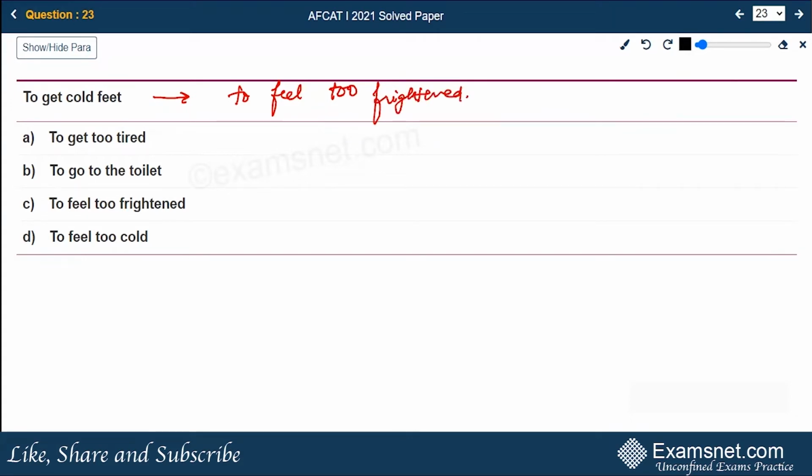I was going to bungee jumping, but I got cold feet, so I got frightened. Option C is your correct answer.